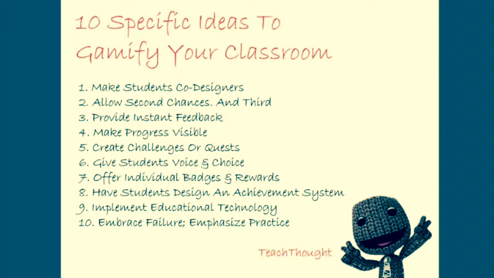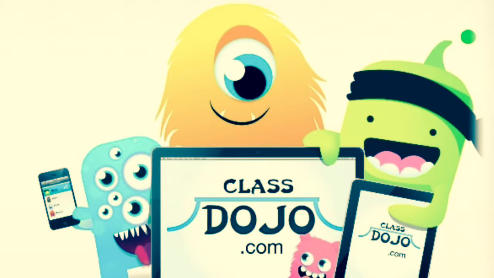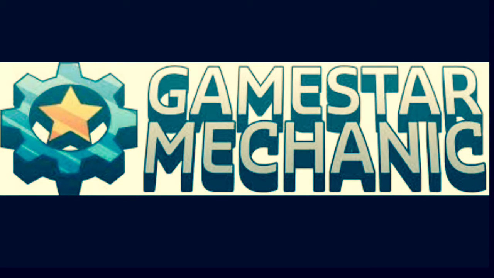Number 7 calls for acknowledging student achievement with badges and rewards. And we mentioned this a bit earlier too. But badges and rewards are definitely a way to boost student confidence and further student motivation. Number 8 calls for the implementation of a class-wide achievement system, and this is to recognize both individual and classroom achievements. Number 9 calls for the incorporation of technology-based tools such as Class Dojo or GameStar Mechanic.